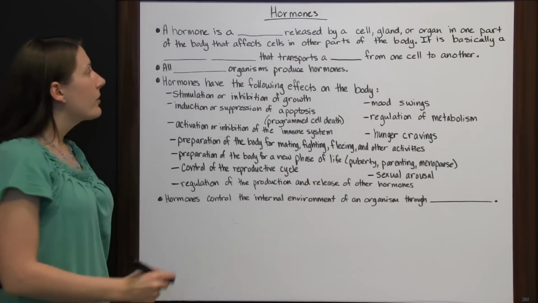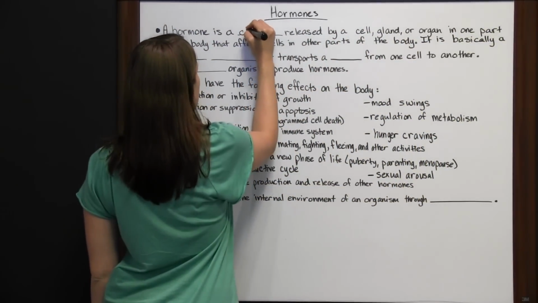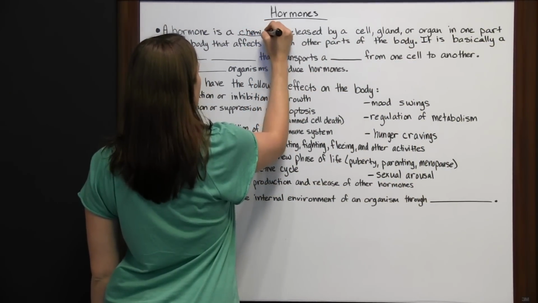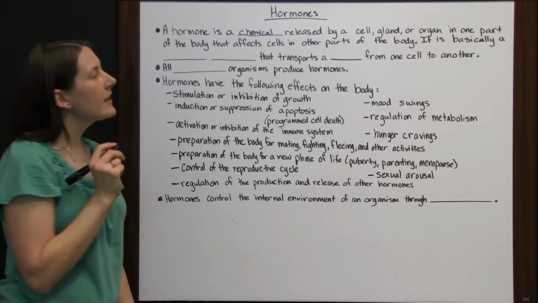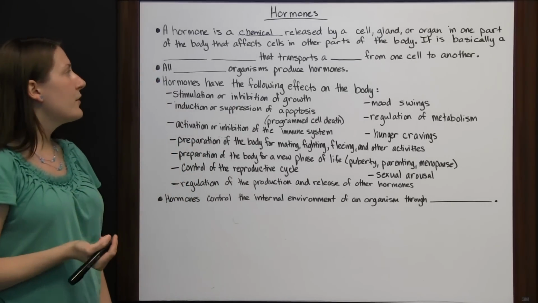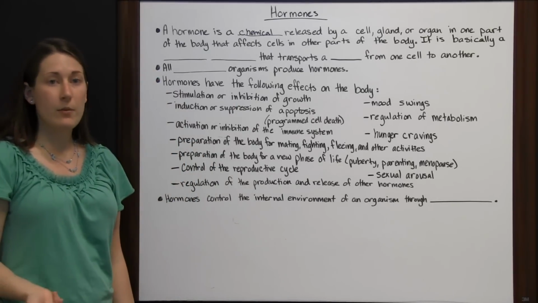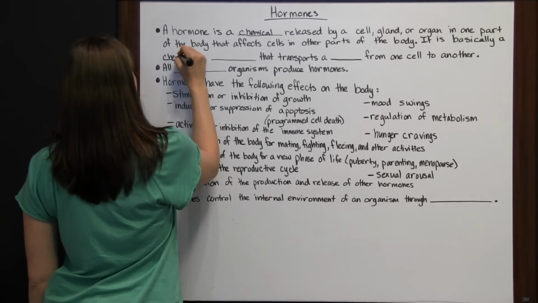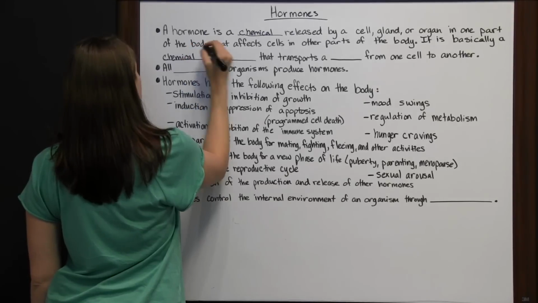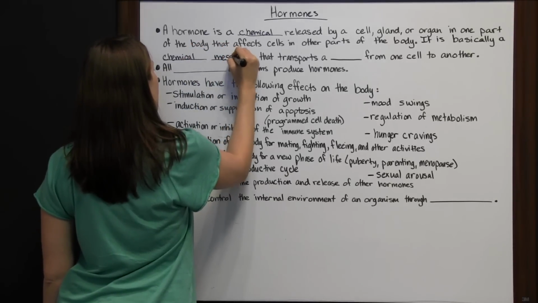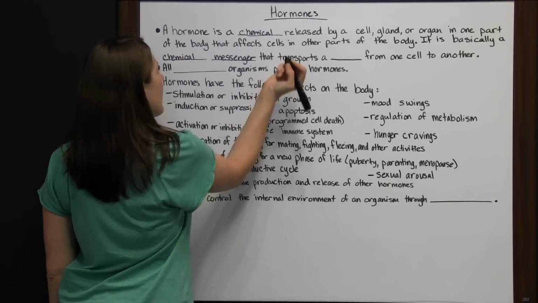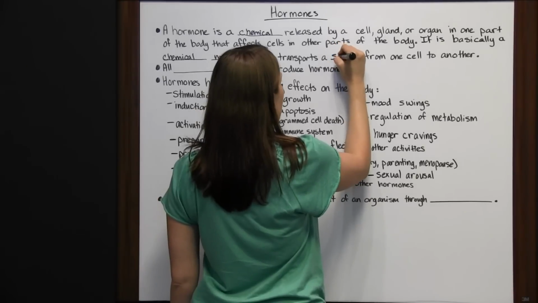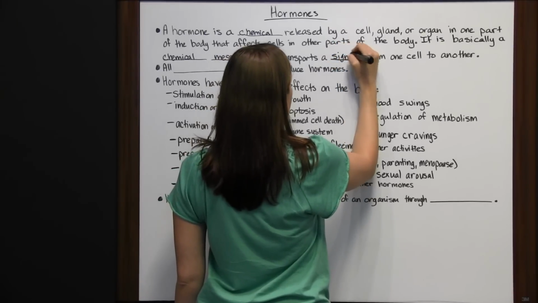Hormones. A hormone is a chemical released by a cell, gland, or organ in one part of the body that affects cells in other parts of the body. It is basically a chemical messenger that transports a signal from one cell to another.